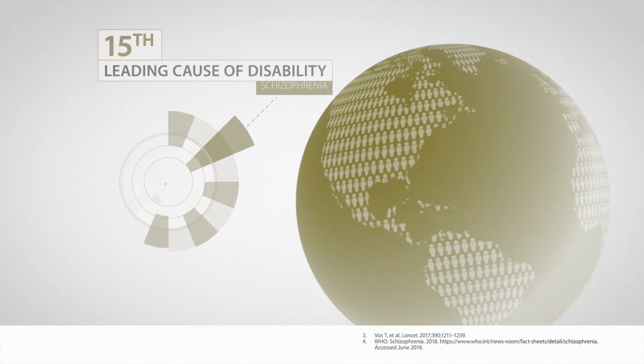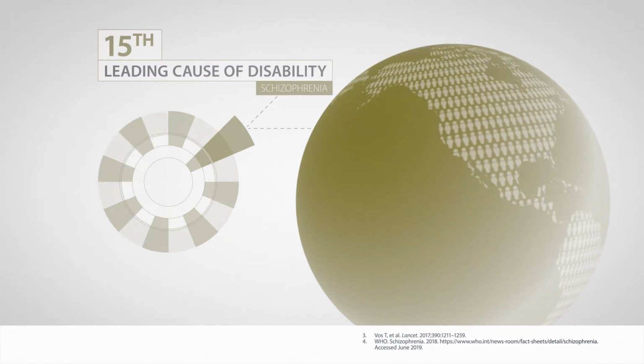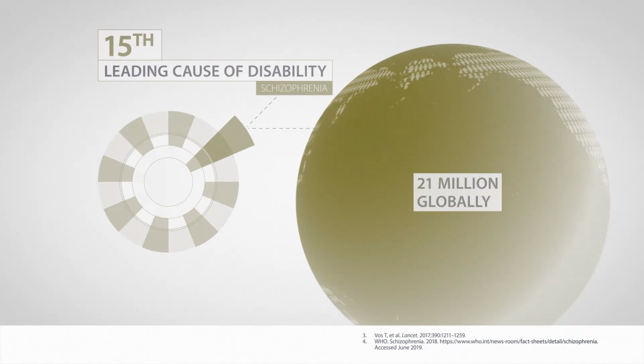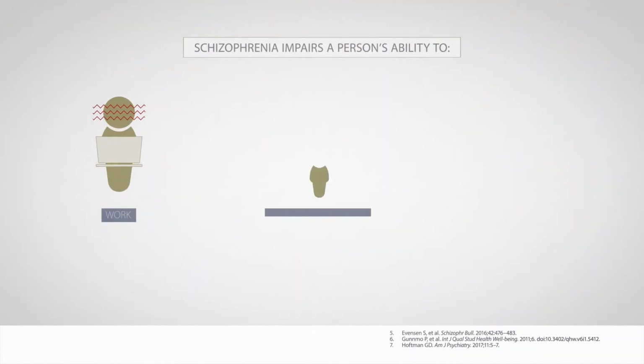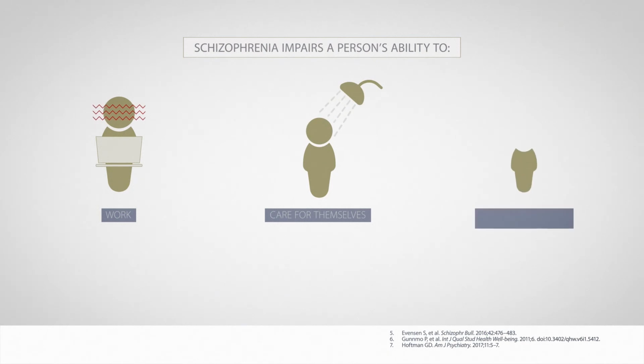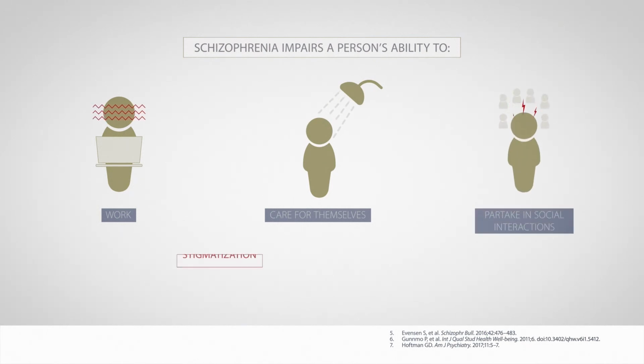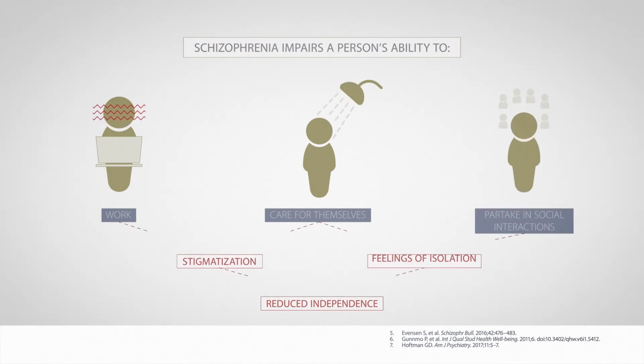Schizophrenia is the 15th leading cause of disability worldwide and directly affects over 21 million people. Schizophrenia impacts individuals' ability to work, care for themselves, and interact socially, leading to stigmatization, reduced independence, and feelings of isolation.